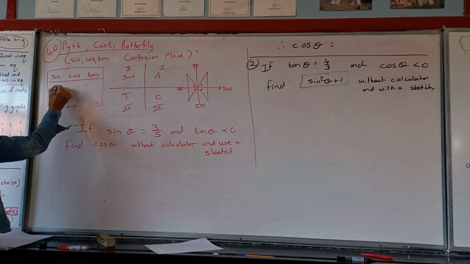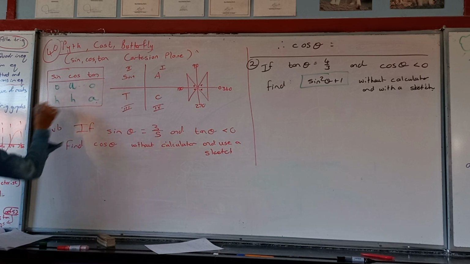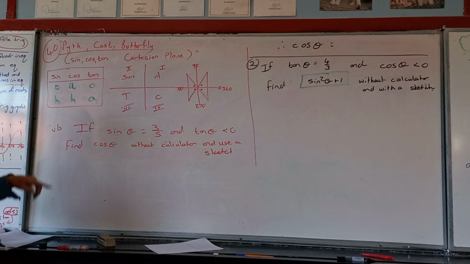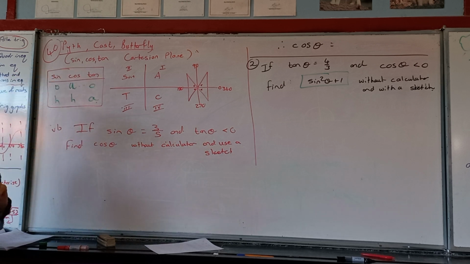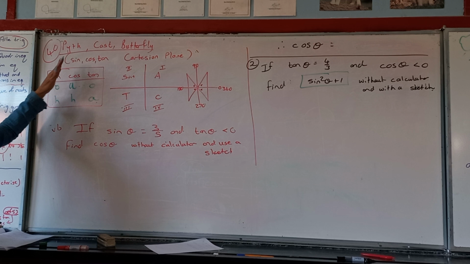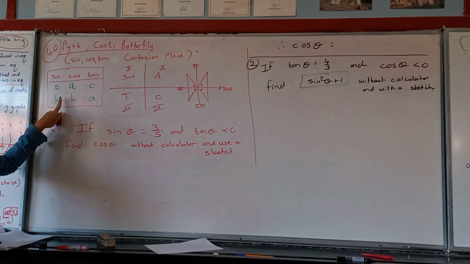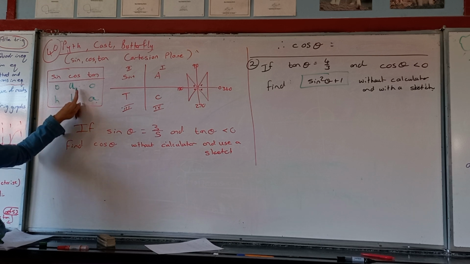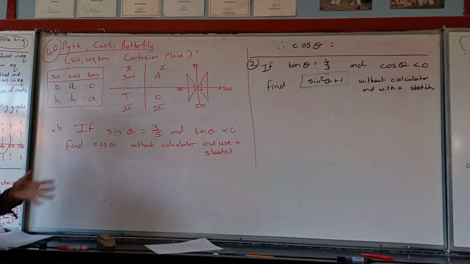And I teach my kids orange, apple. Who cares where that comes from? Some people like tua, right? Some old hens, whatever. Are you with me? I don't care. As long as you know that sin is opposite over hypotenuse, cos is adjacent over hypotenuse, and tan is opposite over adjacent. That's the essence of it. How you remember it, no one cares.